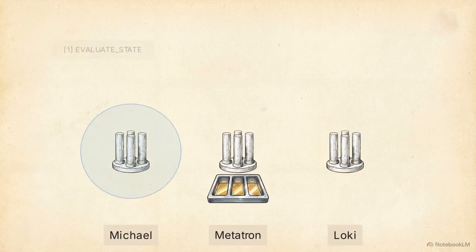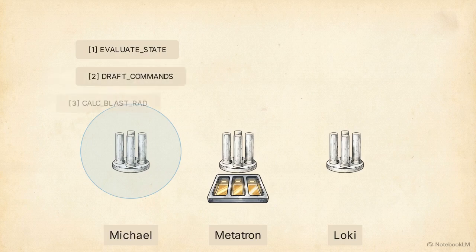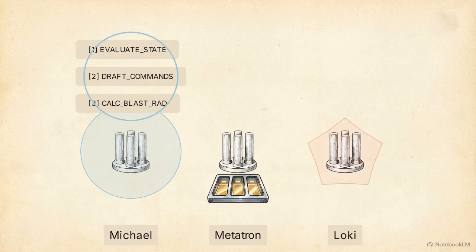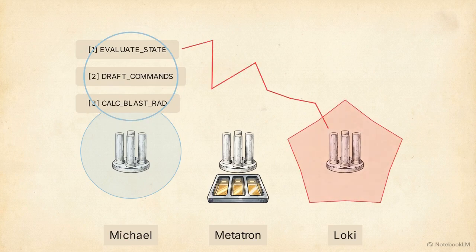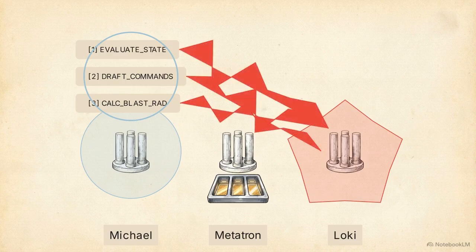Michael represents the action doctrine. This role evaluates the system's current state, drafts the ranked candidate actions, and calculates the potential blast radius of executing those commands. Loki provides adversarial dissent. This agent is structurally mandated to assume every request is hostile. It actively hunts for hidden privilege leaps and injects simulated deception into Michael's proposed commands to expose potential flaws.